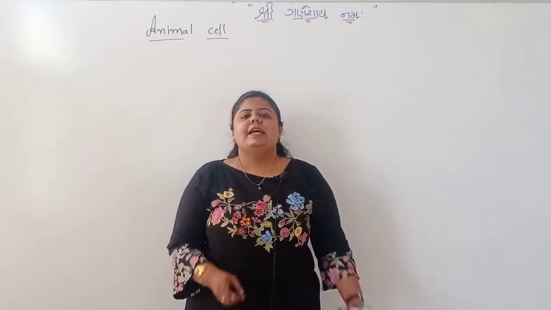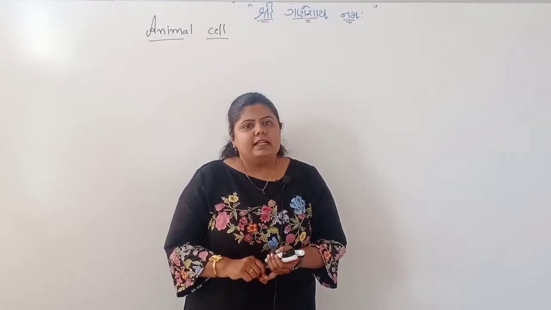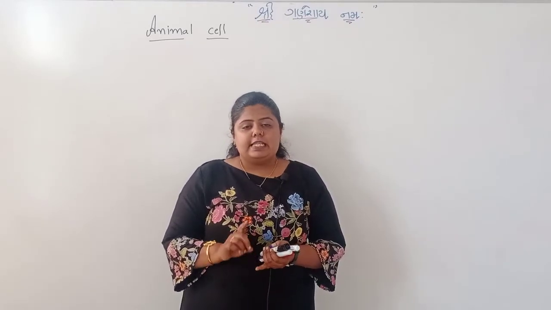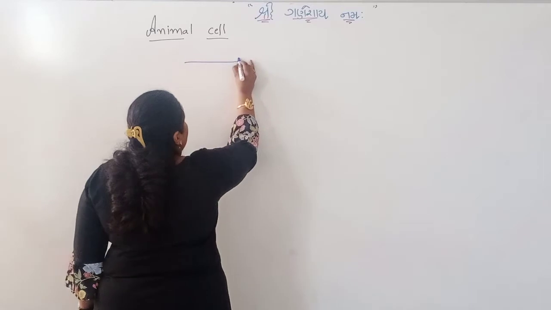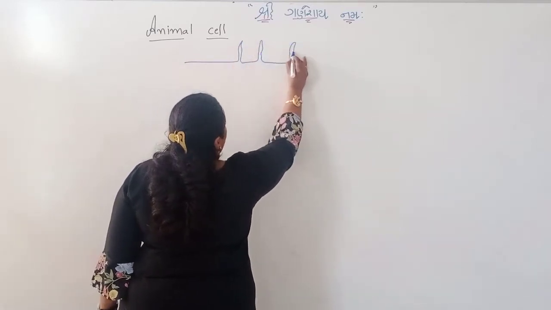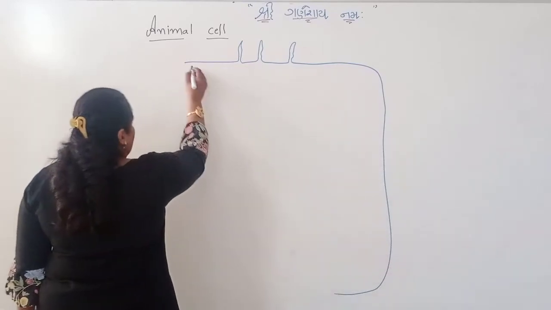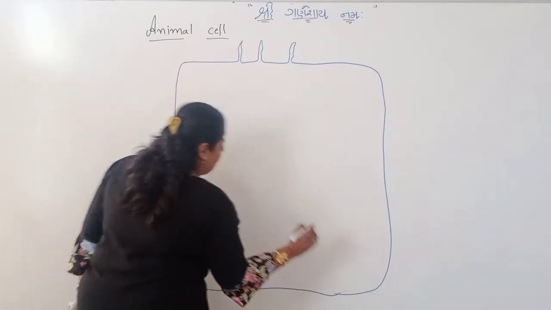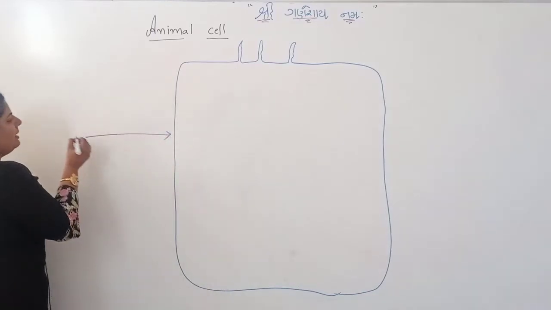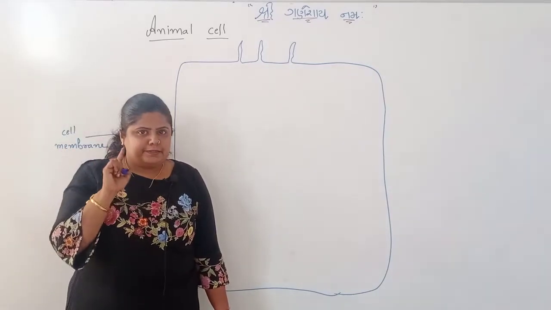Hi students, today we will study the structure of animal cell, plant cell and the detailed structure of the cell membrane. So first of all, animal cell. The animal cell is covered by the cell membrane directly. There is no cell wall. What is the function of the cell membrane? The cell membrane is a selectively permeable membrane because it only allows selective molecules to pass across it.